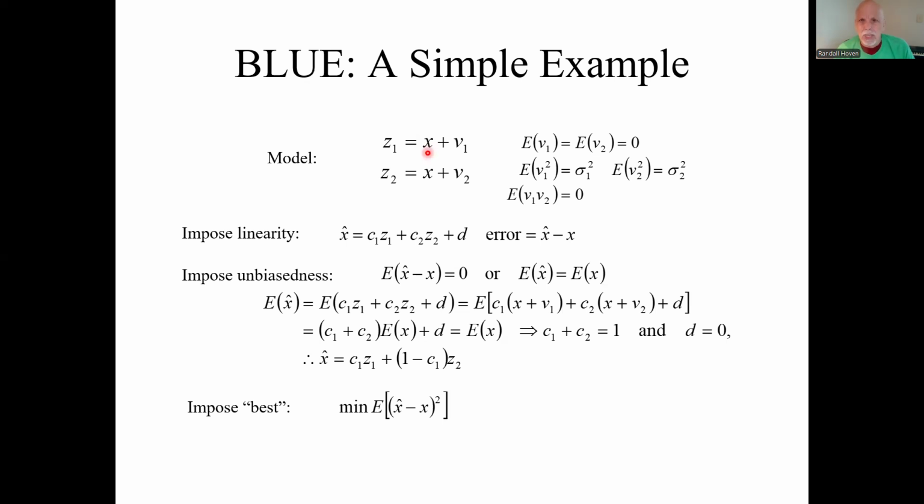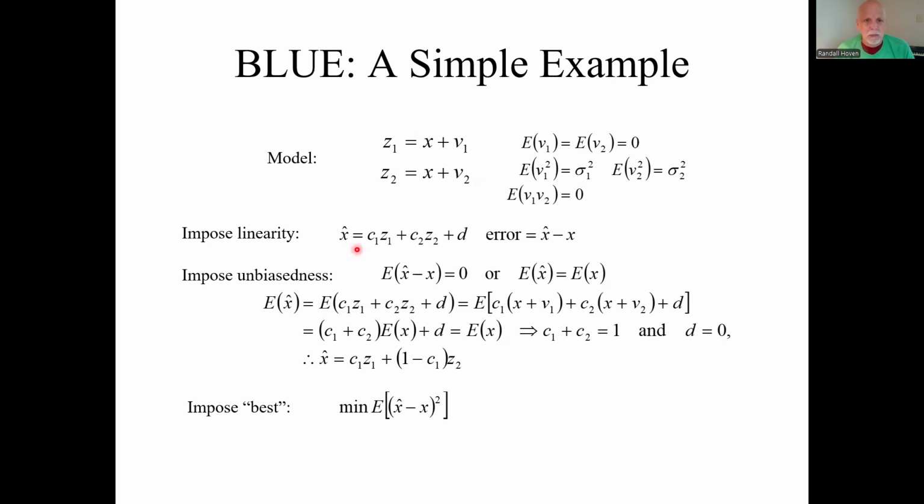We have this true state x, which is just a scalar. It's not a vector. We have the first measurement, z sub 1, and a second measurement, z sub 2, where we know the first and second order statistics of the errors on those measurements. They are zero mean, we know their variances, and they are uncorrelated with each other. So that's the problem statement. Now we want to go through the BLUE process.